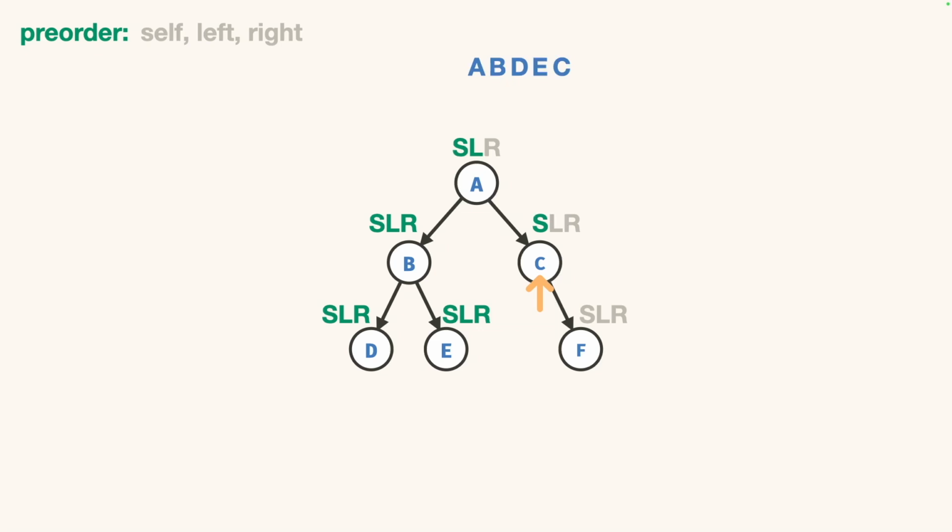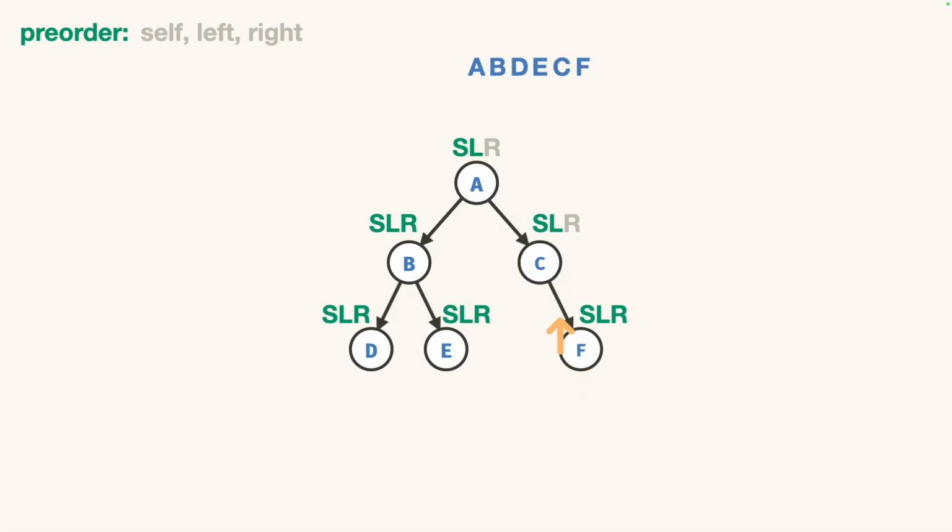C has no left child, so the left step is automatically done. I need to go to the right child now though, so I go down to the F node. I can process F itself, so I add it to the output. F has no left child, it also has no right child, so I'm done with all 3 steps for the F node.